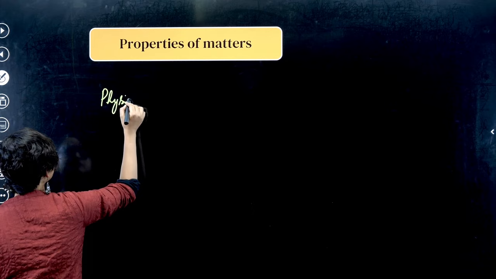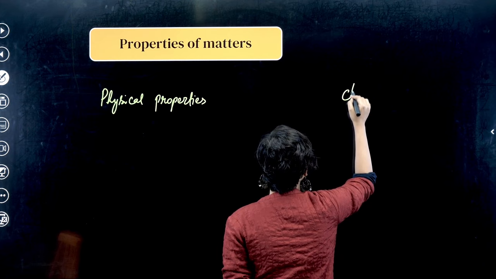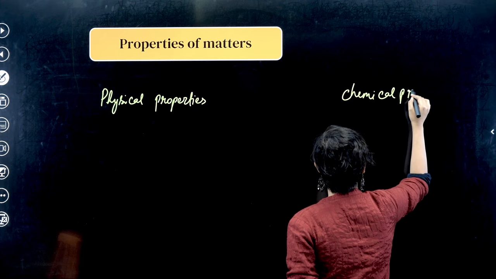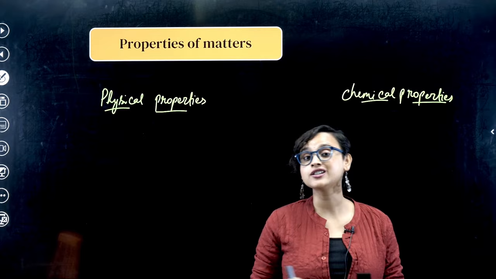You call it what? Physical properties, yes? And there is obviously chemical properties as well. Now, what are physical properties? Whenever we say physical properties, we are actually talking about something that you just look at and you can identify, something that has to do with your appearance.